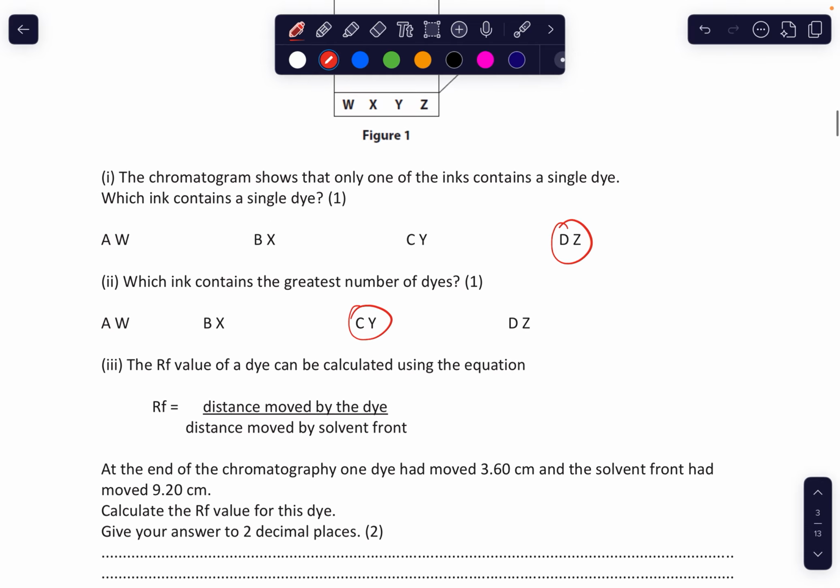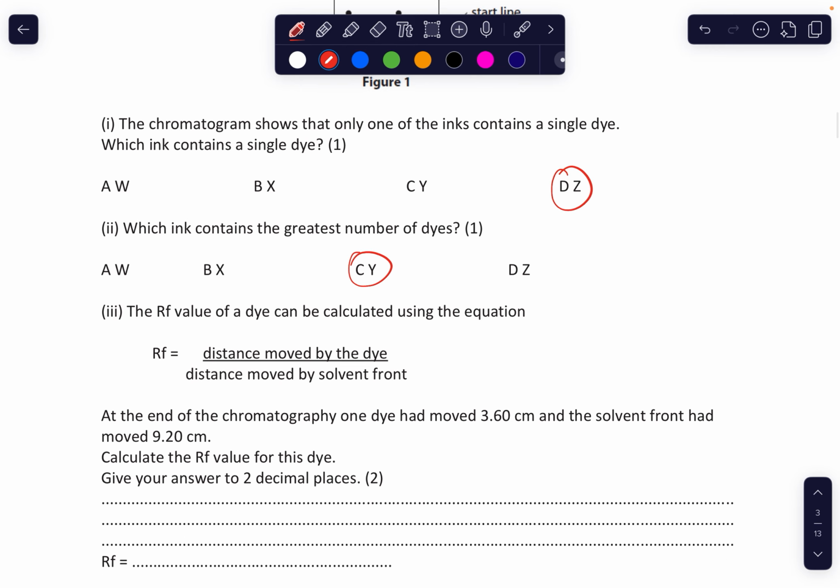Okay, now we've got to calculate an RF value. So they're giving us the equation, and it says that a dye had moved 3.6, that's how far the dot has travelled, and the solvent front has travelled 9.2. And be careful, because give your answer to 2 decimal places. So to work out the RF value, we're going to take the 3.6 and divide it by the 9.2.